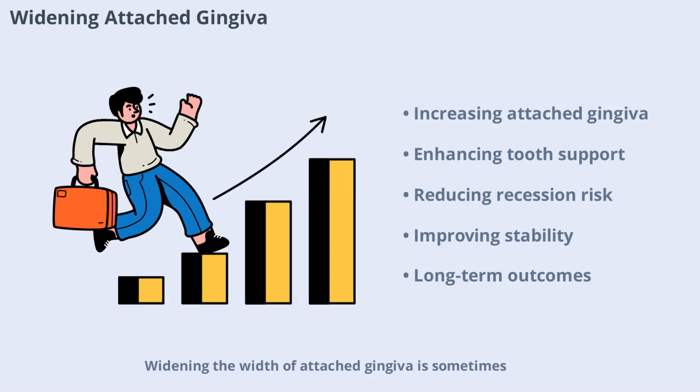Widening the width of attached gingiva is sometimes necessary to provide better support for the teeth. Surgical techniques are used to increase the amount of firm, attached gum tissue. This enhances the stability of the dentition and reduces the risk of further recession. By improving the quality and quantity of attached gingiva, clinicians can achieve better long-term outcomes in periodontal therapy.